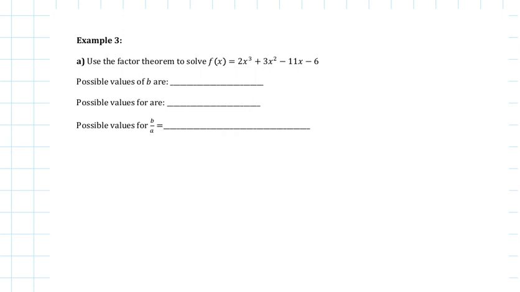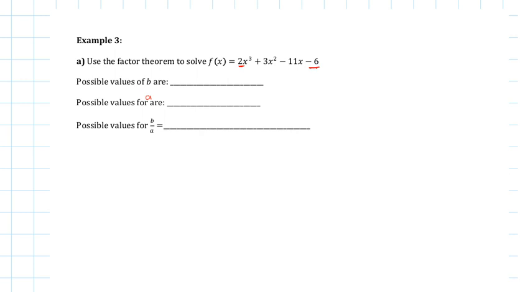Now, use the factor theorem to solve f of x. So they're specific here. They want us to use the factor theorem to solve for f of x equals 2x cubed plus 3x squared minus 11x minus 6. So because my a value is not 1, I'm going to have to find the factors of a, find the factors of the negative 6, and I have to do b over a.